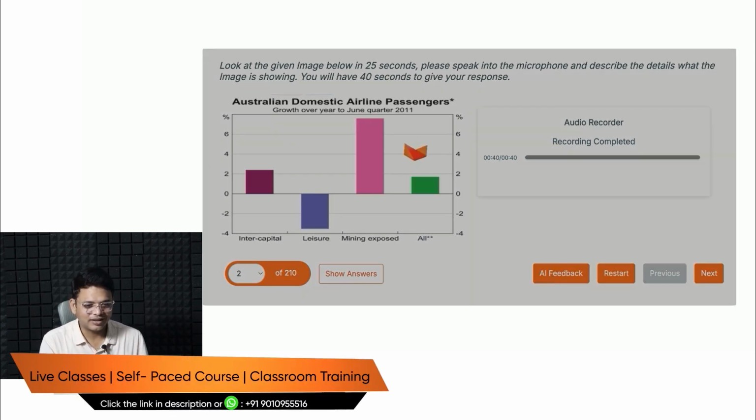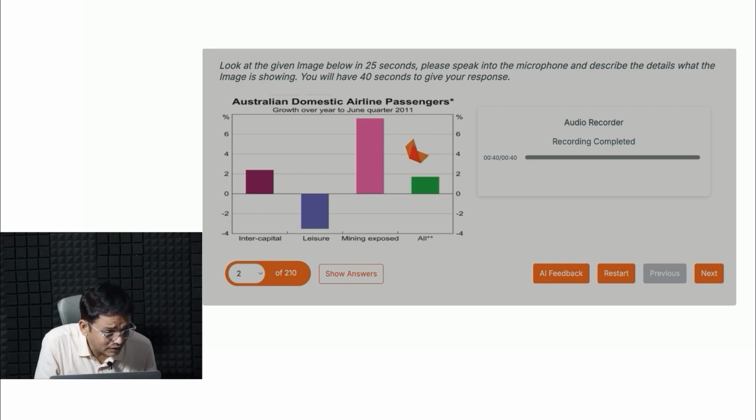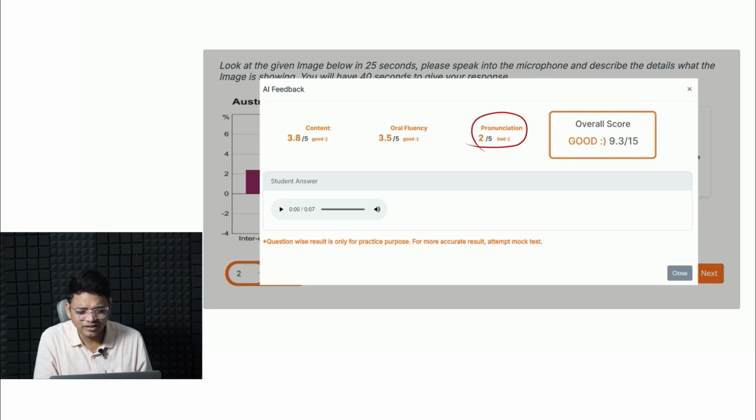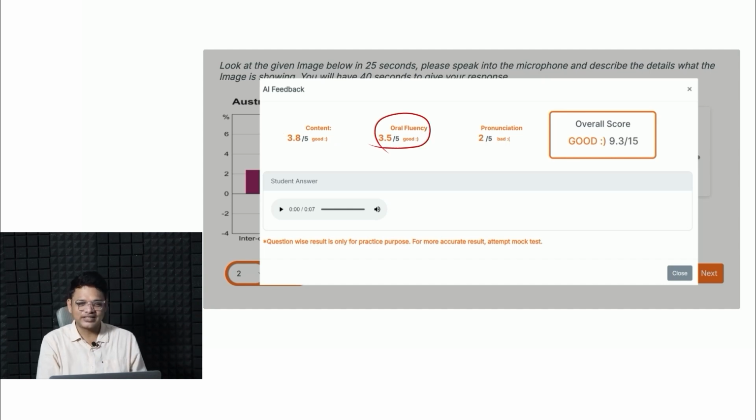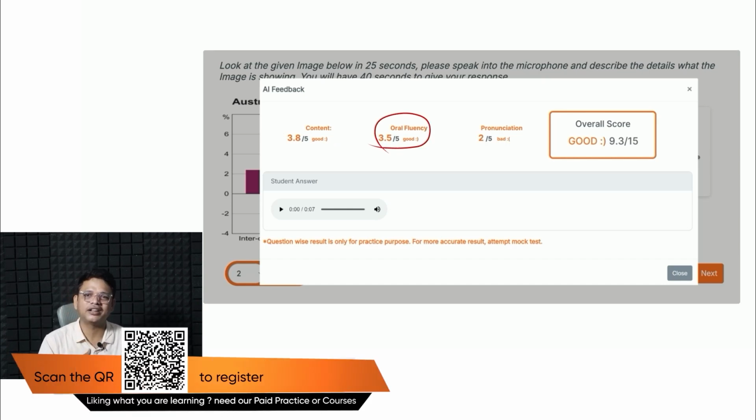I'm submitting the answer. Let's see what happens with bad pronunciation. Is it possible to achieve a good describe image score with bad pronunciation? Let's see. What is it giving? The pronunciation, it is giving me 2 marks. Content, it is giving me 3.8 marks. And then fluency, it is giving me 3.5 marks. So with very, very bad pronunciation, the describe image score suffers, guys.